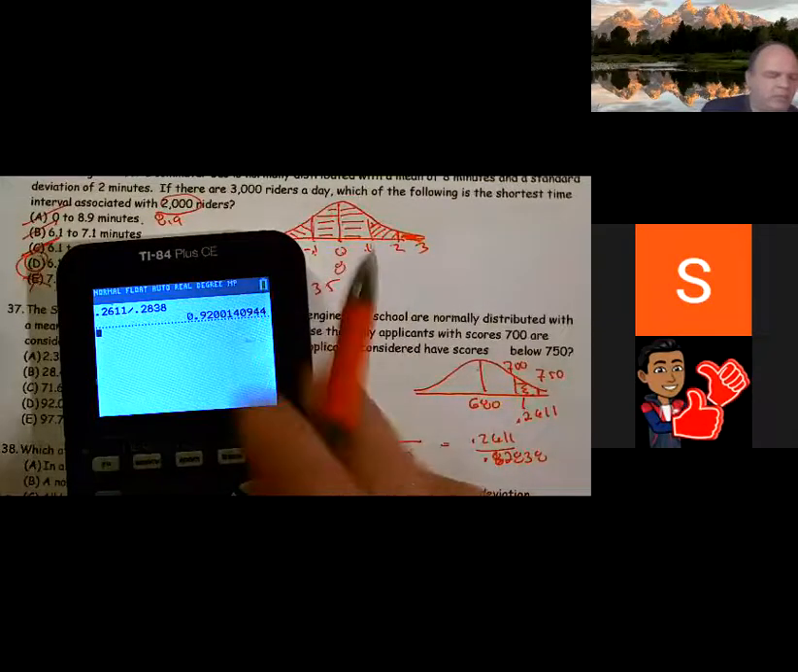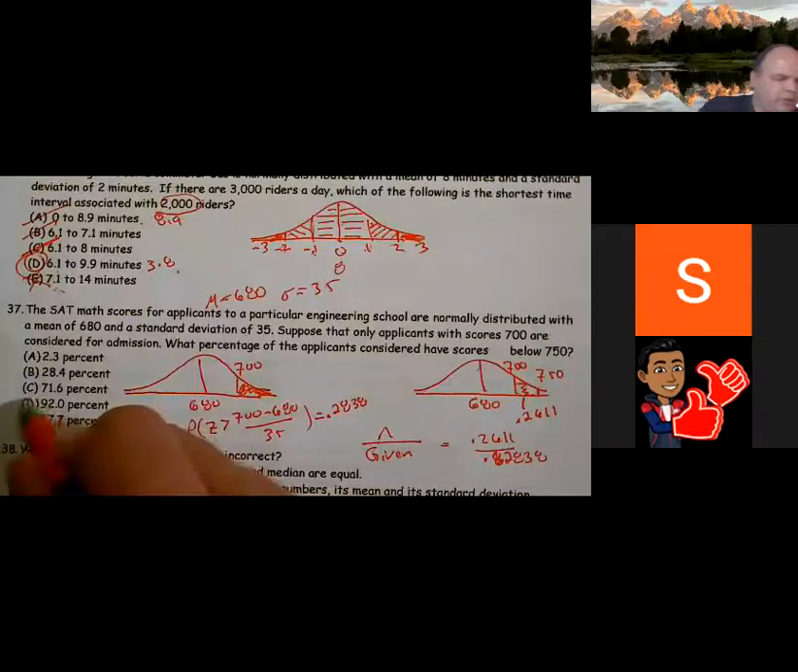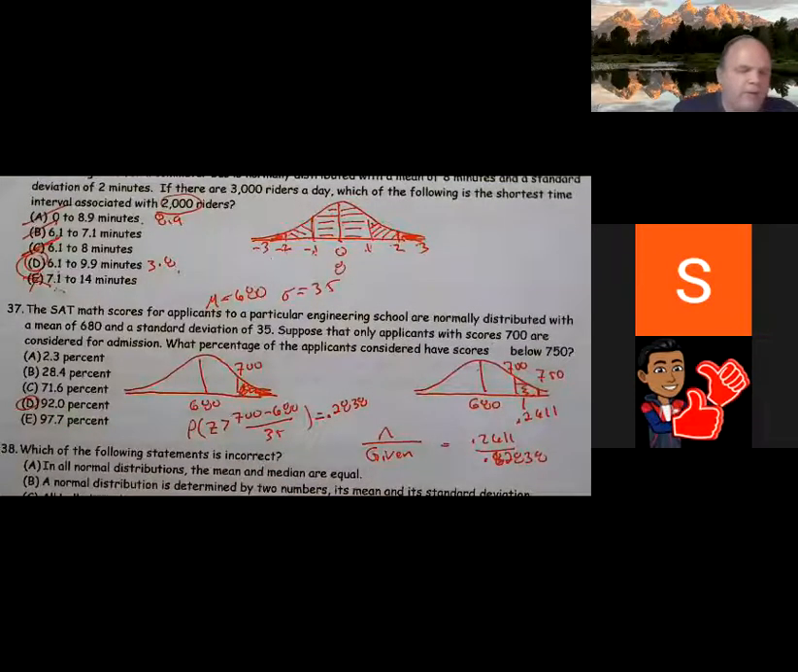0.2611. So this is a situation where you have an intersection over given. This is going to be 0.2611 over 0.2838. 0.2611 divided by 0.2838, and we get about 92%. So about 92% of the qualified applicants have SAT scores below 750. All right, about 92% of those.